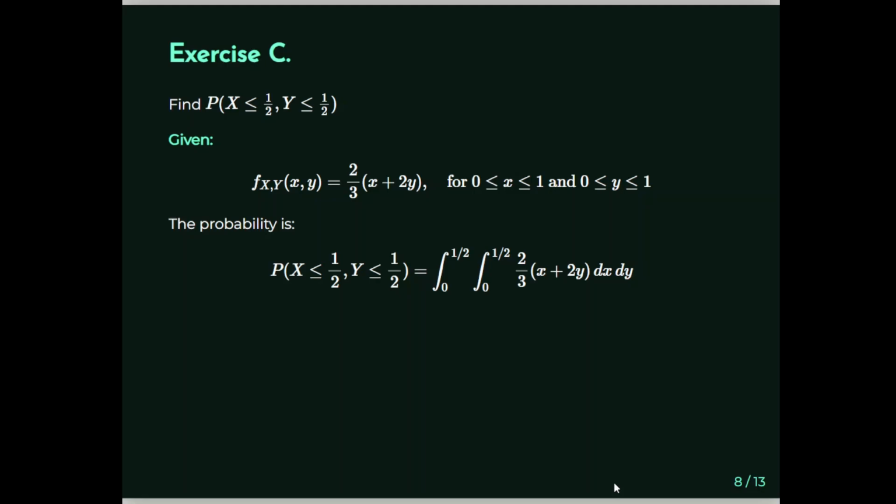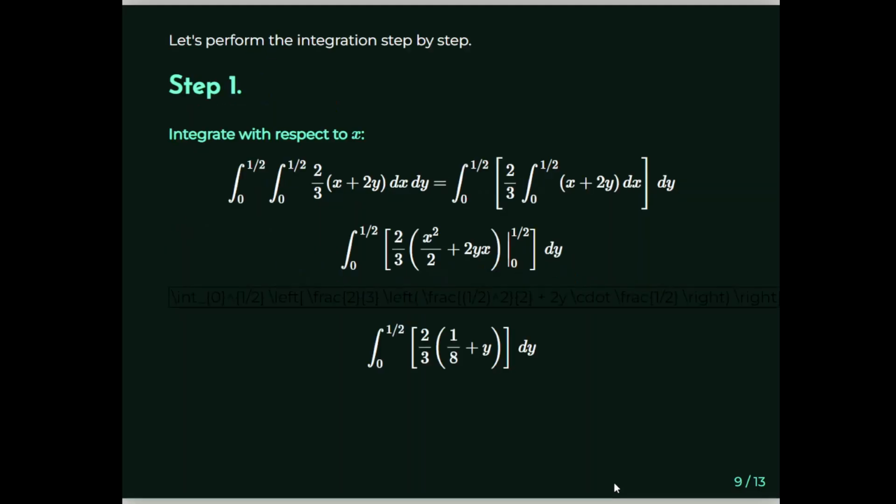Okay, so we have a double integral there. In both cases, the internal integral and the external integral are integrals from 0 to 1/2. The joint probability density function is in there, 2/3 times x plus 2y. We are going to integrate it with respect to x first, and then the result of that we'll integrate with respect to y, using those limits of integration. So let's perform it step by step.